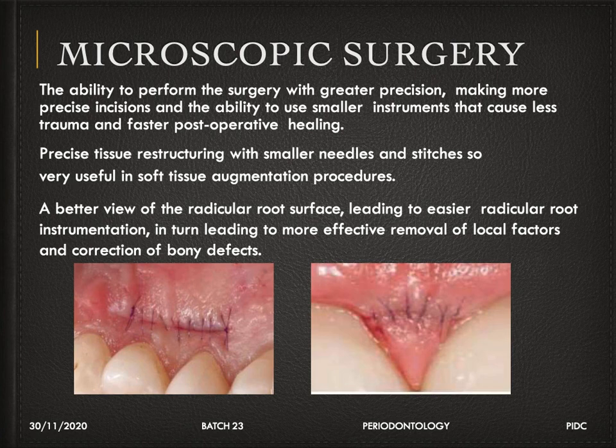So the ability to perform the surgery with greater precision, making more precise incisions, and the ability to use smaller instruments that cause less trauma and faster post-operative healing. The precise tissue restructuring with smaller needles and stitches, so very useful for soft tissue augmentation procedures, mainly the periodontal plastic procedures. A better view of the radicular root surface leads to easier radicular root instrumentation, in turn leading to more effective removal of local factors, and correcting of bone defects can be done with the help of these microscopic surgeries.